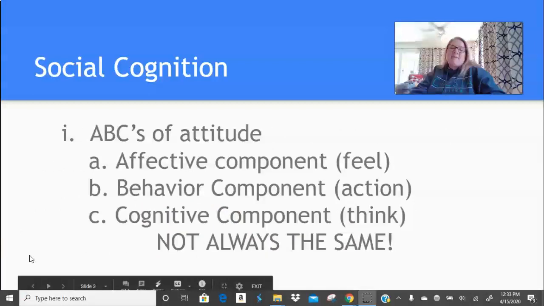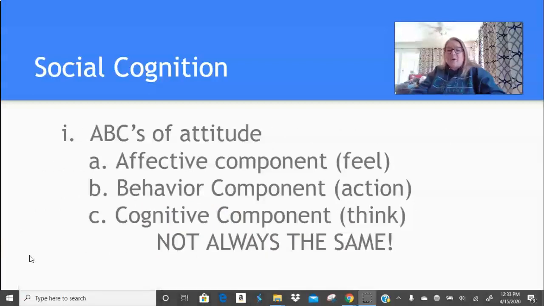So let's start with the ABCs of attitude, okay? We have the affective component, the behavioral component, and the cognitive component. The affective component, of course, is how you feel about something. The behavioral is what you do about it. Do you act differently? The cognitive component is what you actually think about the person. Now, here's the clue. All of these are not always the same.